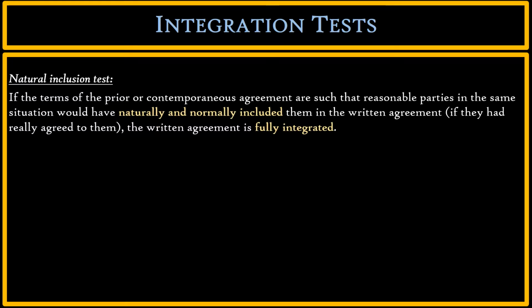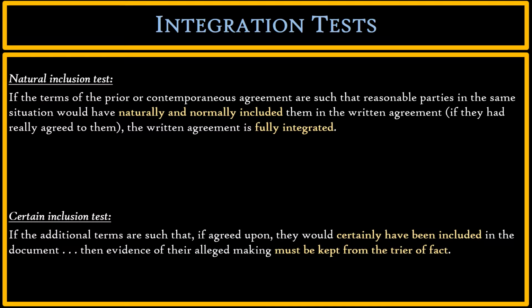All right, let's just look and see how the different integration tests might operate differently. So under the common law, we said we use the natural inclusion test. If the terms of the prior contemporaneous agreement are such that reasonable parties in the same situation would have naturally and normally included them in the written agreement, it is fully integrated. And we understand that if the written agreement is fully integrated, then we will not admit any type of prior or contemporaneous agreement, whether it contradicts or adds to. The UCC seems to indicate that you should use the certain inclusion test.